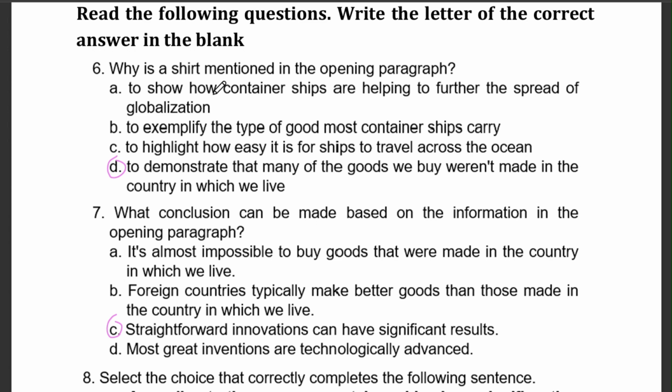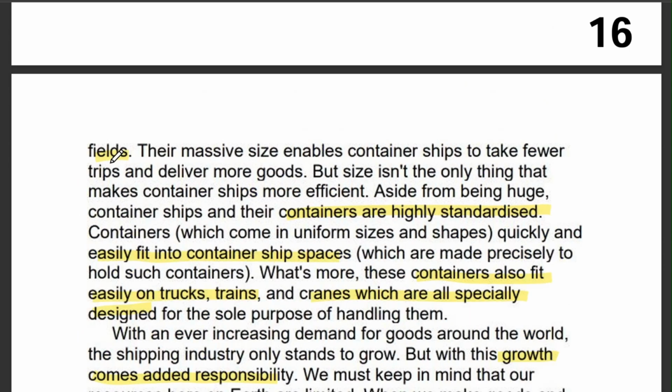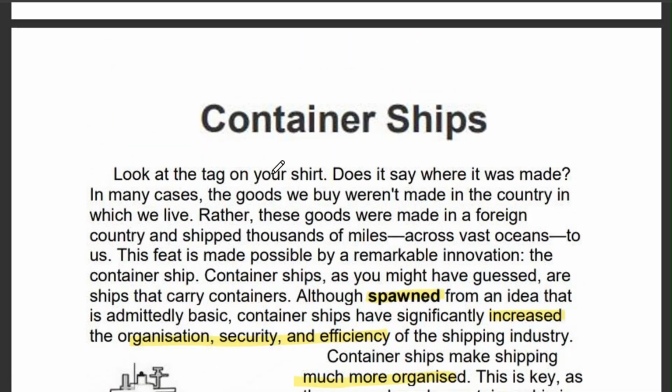A. To show how container ships are helping to further the spread of globalization. B. To exemplify the type of good most container ships carry. C. To highlight how easy it is for ships to travel across the ocean. D. To demonstrate that many of the goods we buy weren't made in the country in which we live. The correct answer is D. To demonstrate that many of the goods we buy weren't made in the country in which we live.